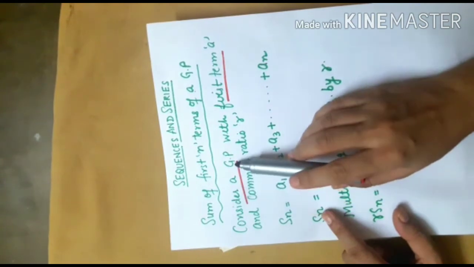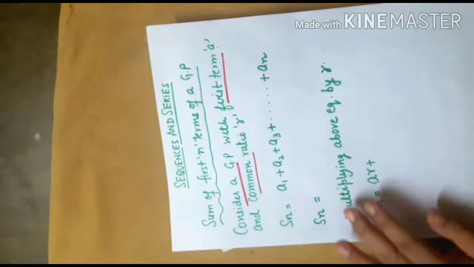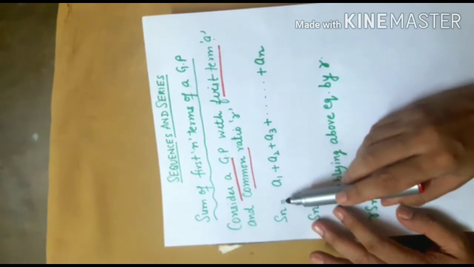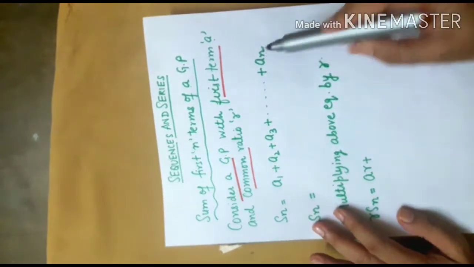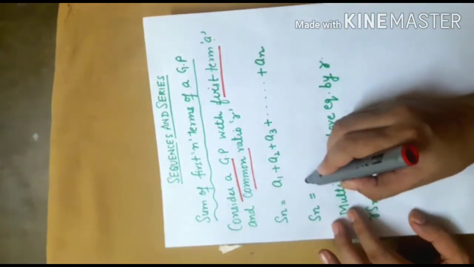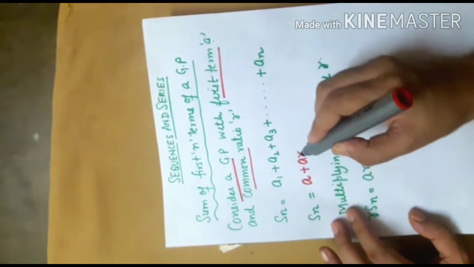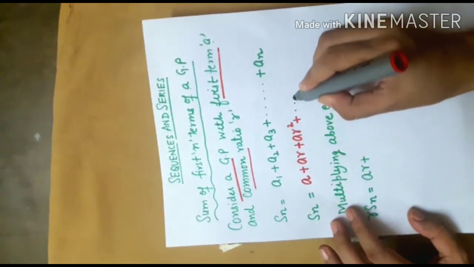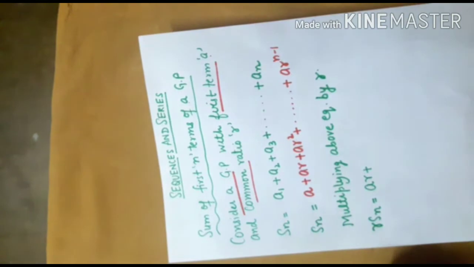For this, consider a geometric progression with first term a and common ratio r. The sum of first n terms is denoted by Sn, and it will be equal to a1 plus a2 plus a3 and so on till an. Now a1 means first term, so it will be a, plus a2 means second term, it will be ar, a3 means third term, that is ar square, plus so on till nth term will be a into r raised to the power n minus 1.